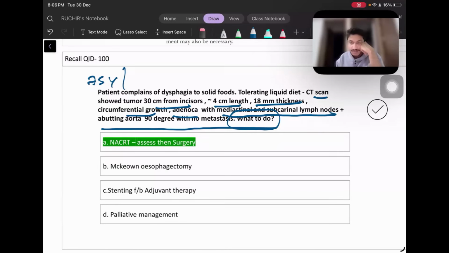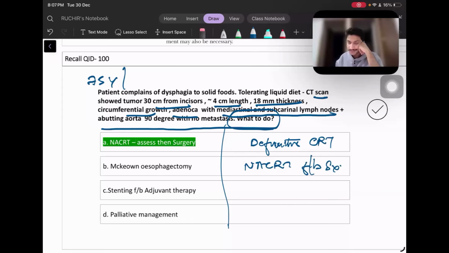75-year-old patient. Was pericardial involvement given in this esophageal question? Can you let me know what were the four options again? One was definitive CRT. Another one I think was neoadjuvant CRT followed by surgery. Stenting and palliation were in the same options. Pericardial involvement as well. Okay.